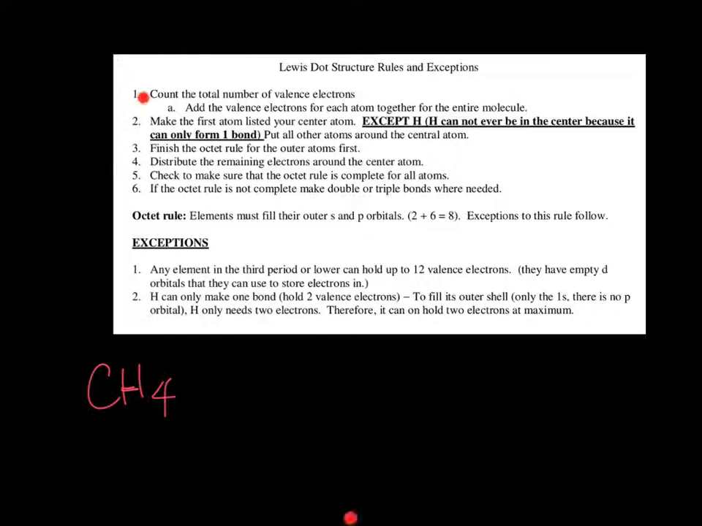First one is you count the total number of valence electrons, and to do that you add the valence electrons for each atom together for the entire molecule. You get the number of valence electrons from the group that they're in. For example, chlorine is in group 17 on the periodic table, so it has 7 valence electrons. Carbon is in group 14, so it has 4 valence electrons. You can also get the valence electrons from the electron configurations, but that's unrealistic. You don't want to have to write out the electron configuration every time, so you can just look at the group numbers.